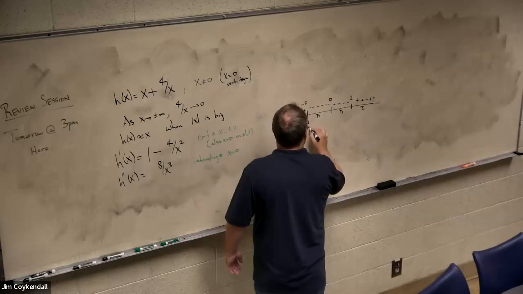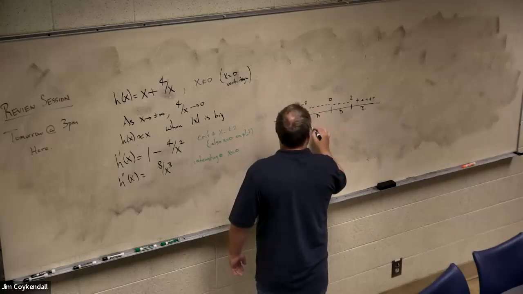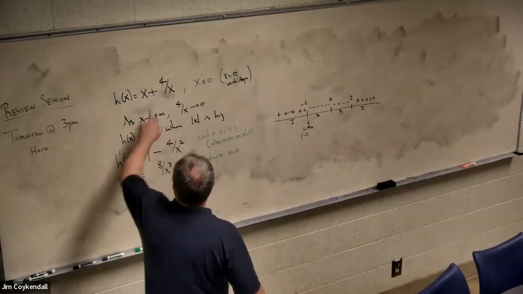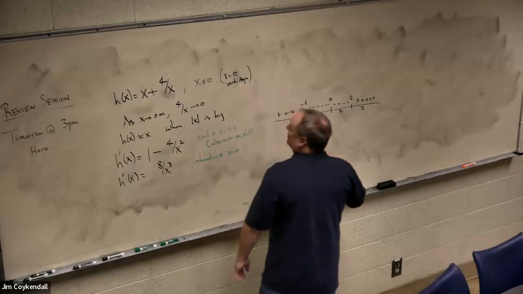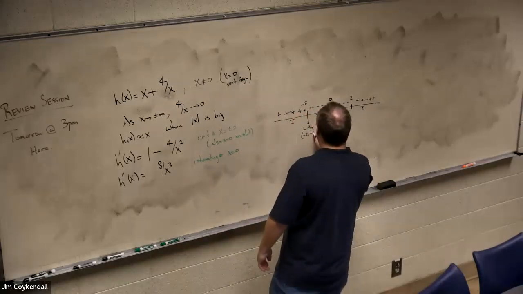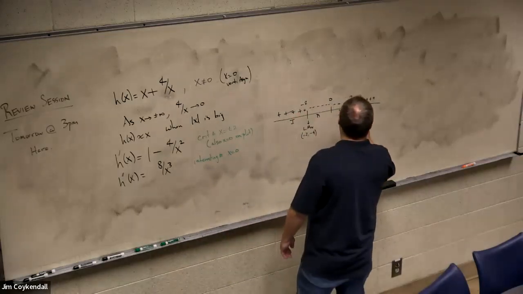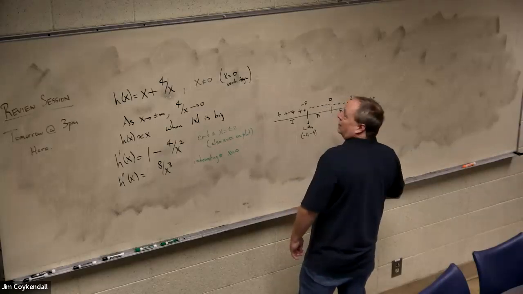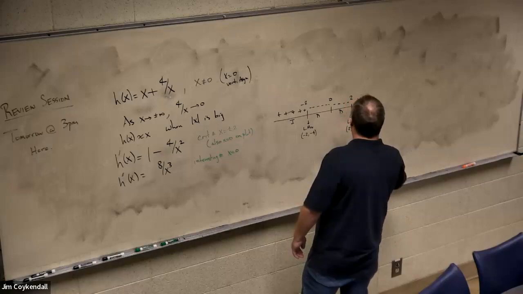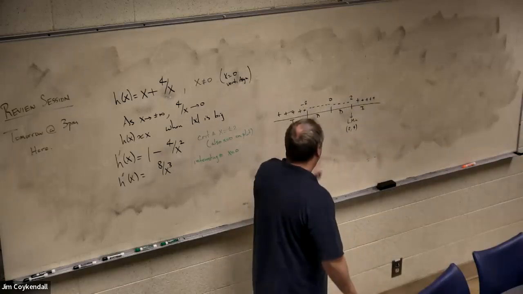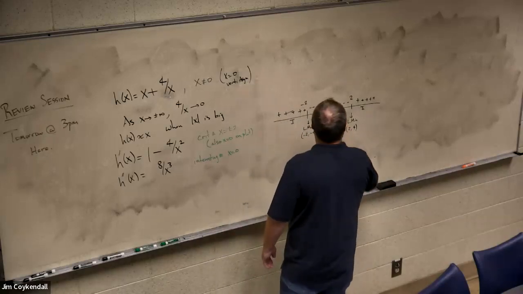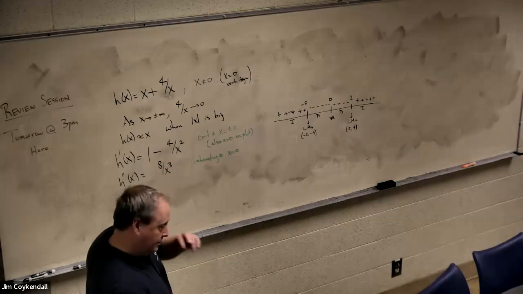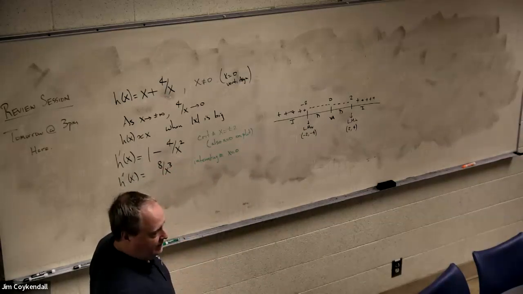And so the behavior of my function is increase, decrease, decrease, increase, with a local max at -2, whatever I get, -2, -4, and a local min at 2. And here, a vertical asymptote. Any questions on this?